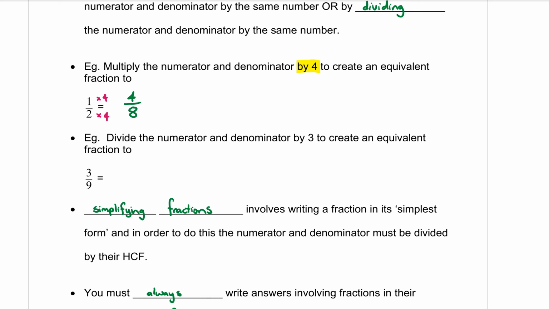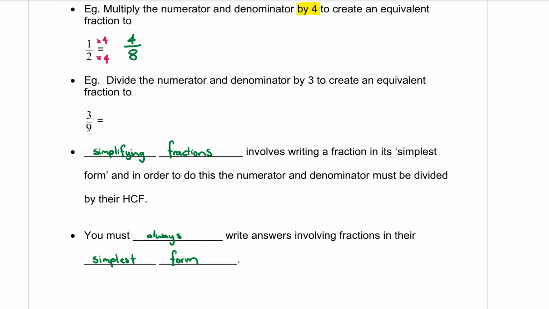This next dot point asks me to divide the numerator and the denominator by 3 to create an equivalent fraction. Okay, so this time I'm going to be dividing by 3, both the top and the bottom. So 3 divided by 3 goes once, and 9 divided by 3 is 3. So 1 over 3 is equivalent to 3 over 9.